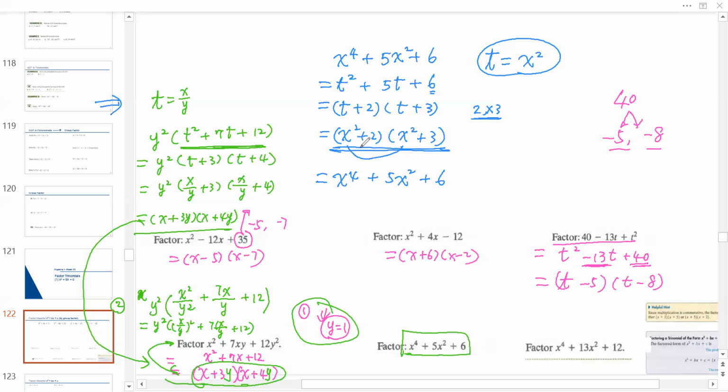Interesting process, right? Okay, so let's do this last one before we finish. So this one actually can be factored into what? Same process as what I'm doing right now, right? Okay, so x power 4 plus 13 x squared and 12. So this one, we consider this one as what?